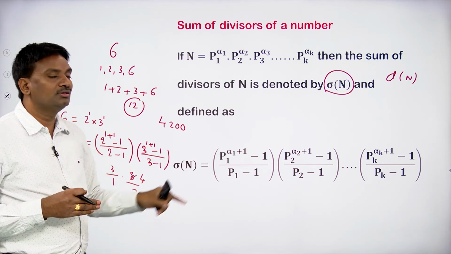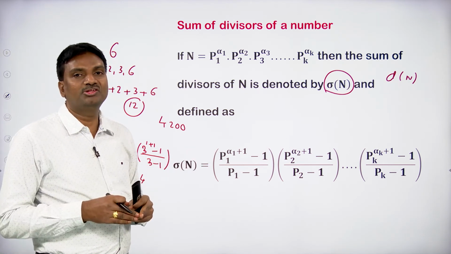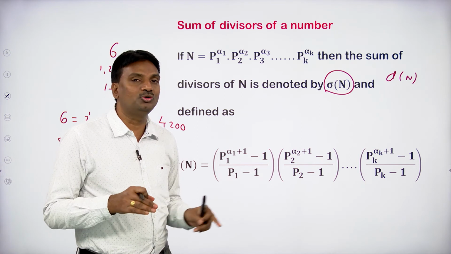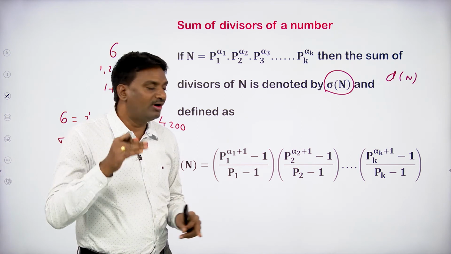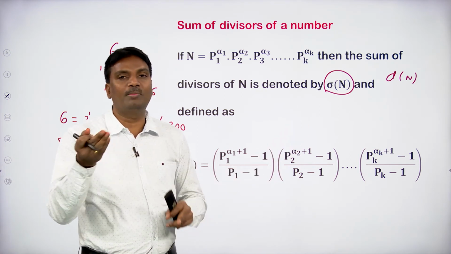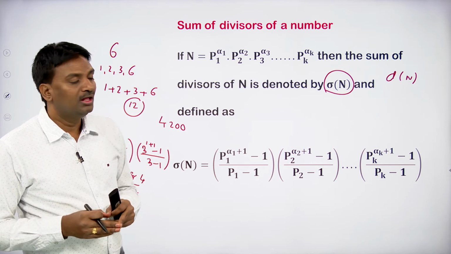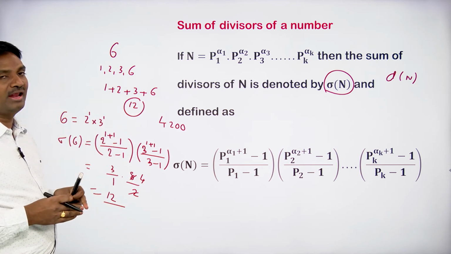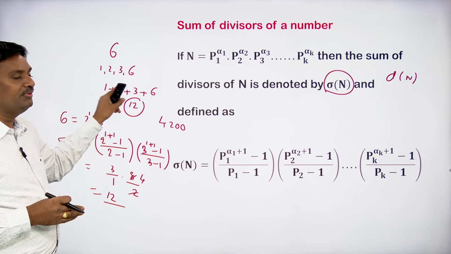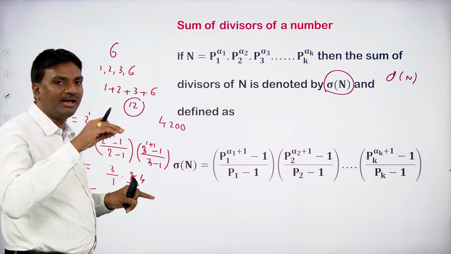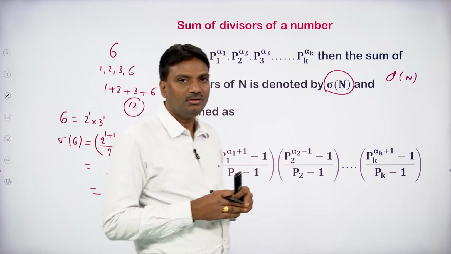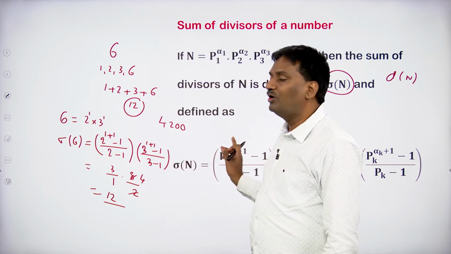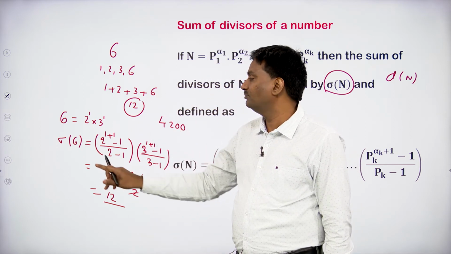So sigma n equal to P1 power alpha 1 plus 1 minus 1 by P1 minus 1 into P2 power alpha 2 plus 1 minus 1 by P2 minus 1 into so on. If we suppose that 6 is the given natural number, by writing all the divisors of 6 we have gotten 1, 2, 3, 6, and by adding them we have gotten 12. So by using this formula, let us check whether that is correct or not.